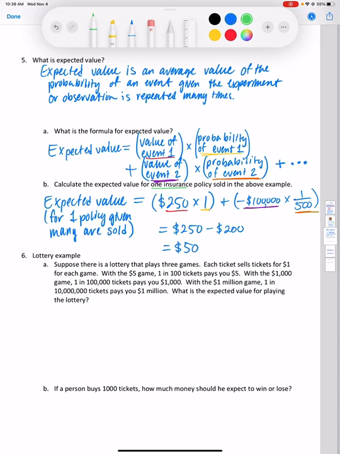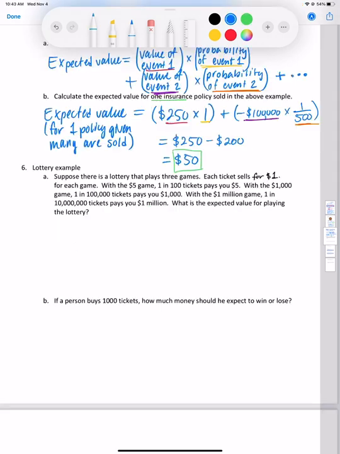So if I sell 100,000 policies, then I'll expect to make 100,000 times 50. If I sell 1,000,000 policies, then I'll make 1,000,000 times 50. Okay, so that's the utility of expected value.